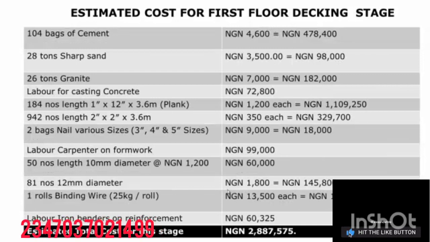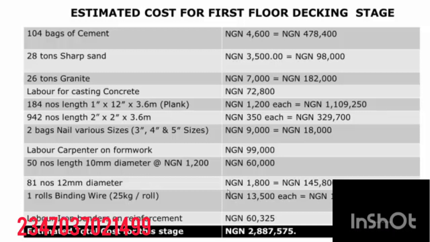Okay, now we've gotten to the first floor decking. Now check out the first floor decking. Check out the cement to buy, the sharp sand, the hammering to buy, the carpenter work, the binding wire, everything to buy. The total amount is about 2,887,575. These are the prices by the right hand side.